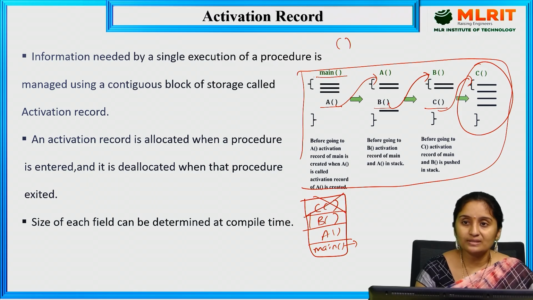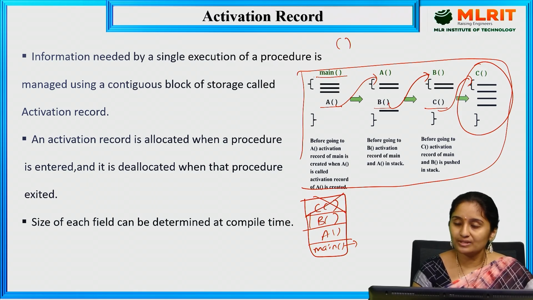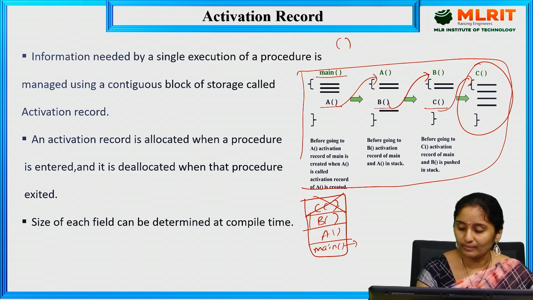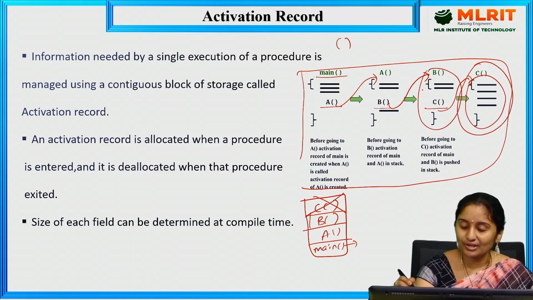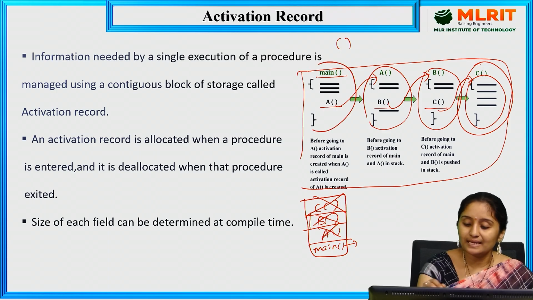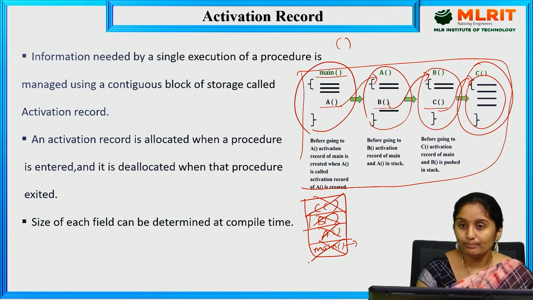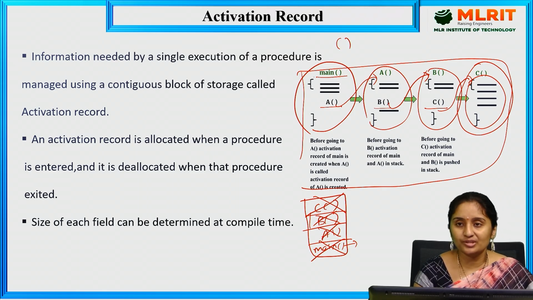So when a function call is done, the activation record is pushed onto the stack, and on completion of that activation record it will be popped from the stack. First the C function call will be executed, and C will be popped from the stack. When C completes its definition, then B will be executed. Once B's execution is done, B will be popped, and then A will be popped. When A's execution is completed, main will be popped from the stack. So when a function call is done, one activation record or procedure is created in the stack, and it will be popped when it is completed.